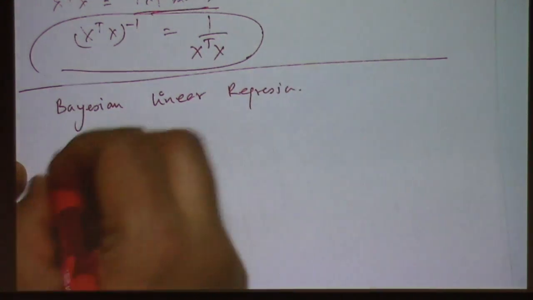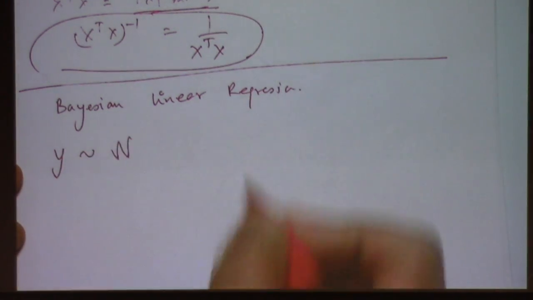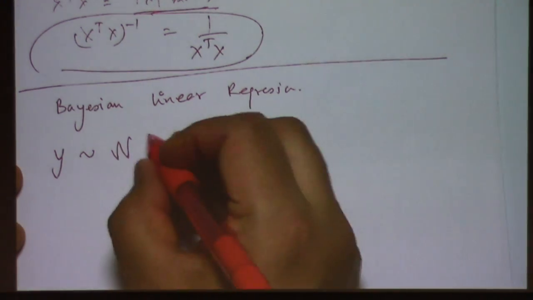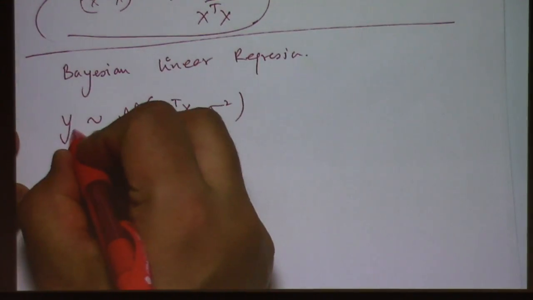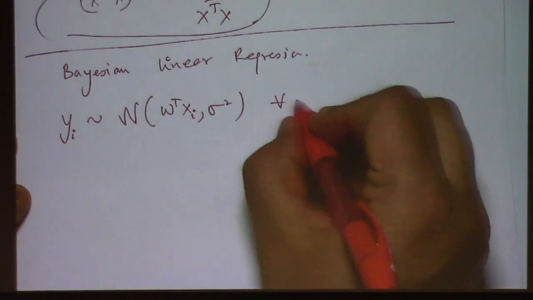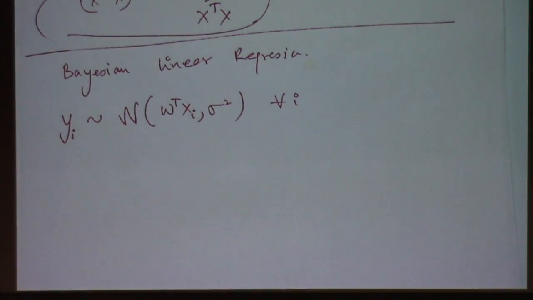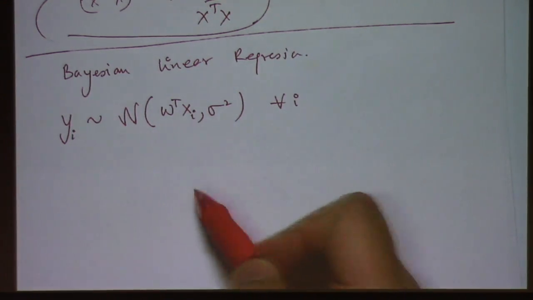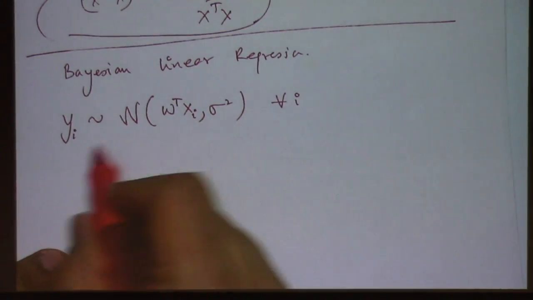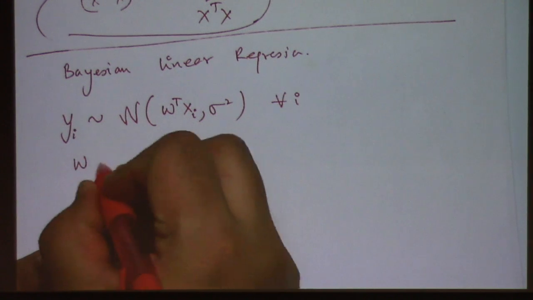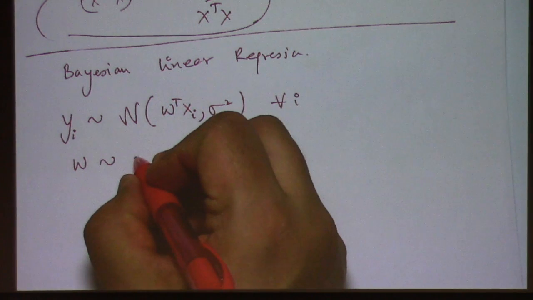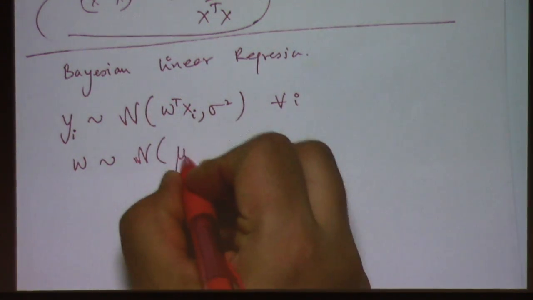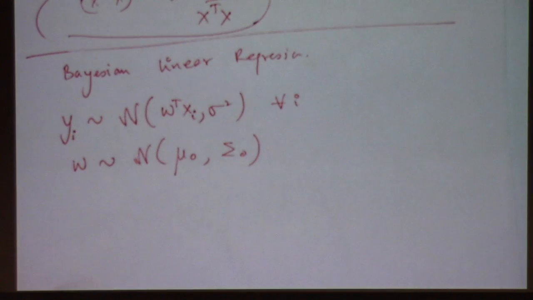So we assume that Y is a normally distributed random variable with mean W transpose X and some sigma square, right? And of course every Y for all i. So let's say you have some data set, right? So you have x1, x2, x3, and then y1, y2, y3. And then what you assume is that W itself, right? So W is your weight vector, is also a Gaussian distribution with some mean and some covariance matrix.